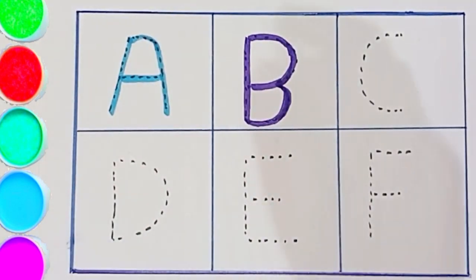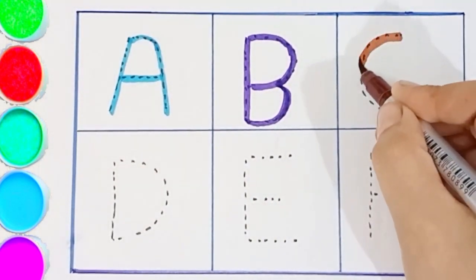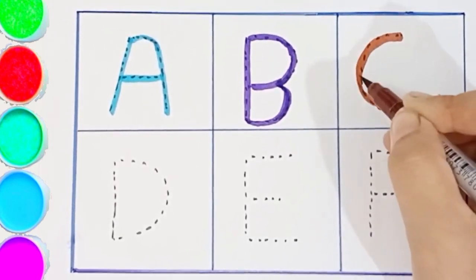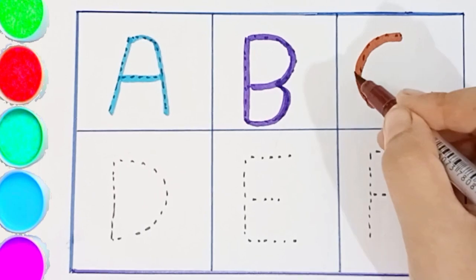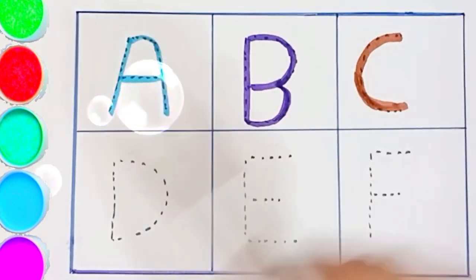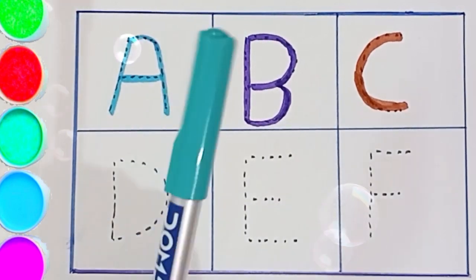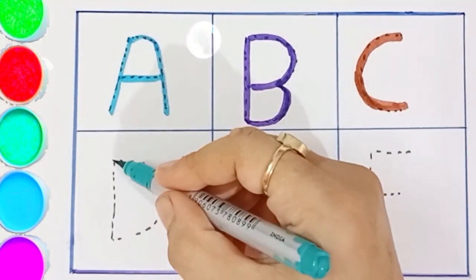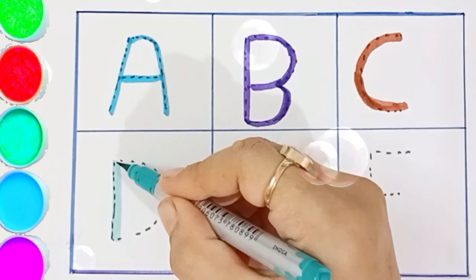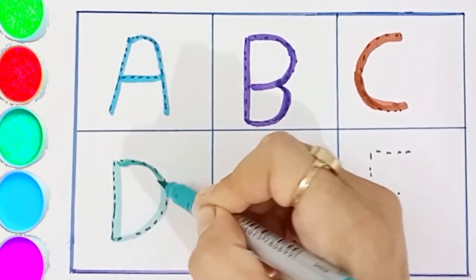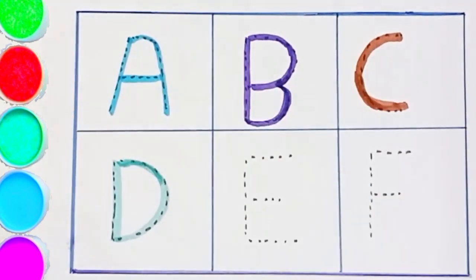Brown color. C for cat. Brown color. Peacock green color. D for dog. Peacock green color.